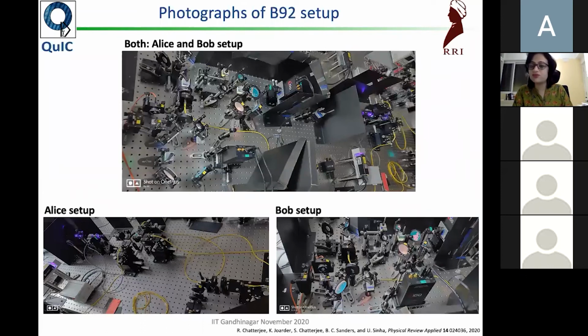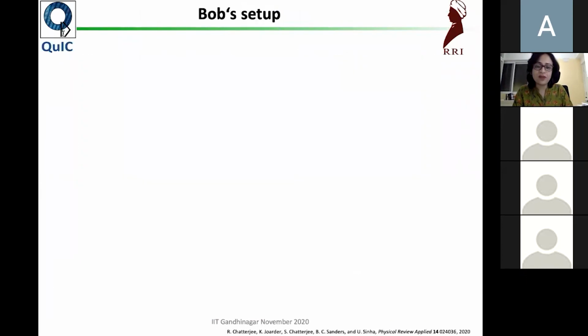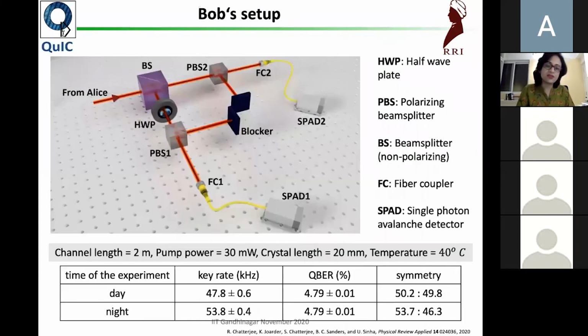I hope some of you get to see it at some point. Now, I'll skip the details, but this is very important. Our key rate is around 50 kilobits per second, and the quantum bit error rate is 4.79. Now, what is quantum bit error rate? Of course, it's obvious that it is the error that is present in this key.